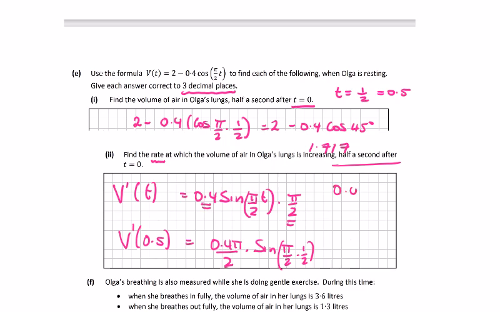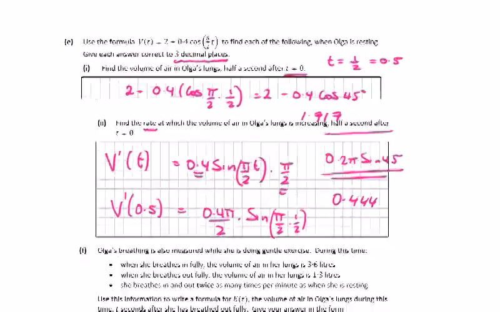So 0.2 pi, if you want to simplify it, 0.2 pi by the sine of 45 will give us our answer for this one. 0.2 pi by the sine of 45 gives me 0.444. And I won't put the units in, you can put them in yourself.